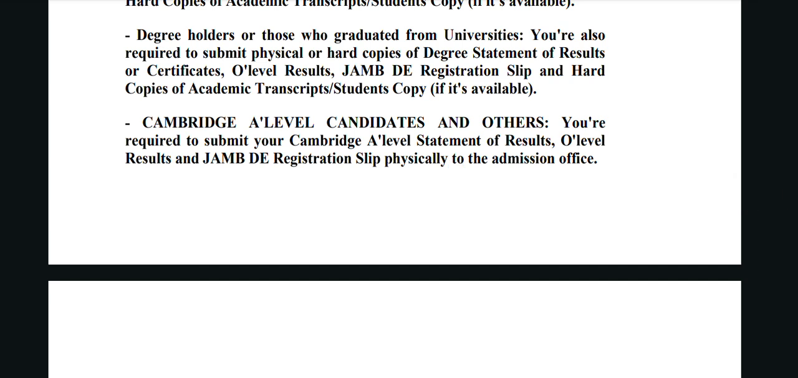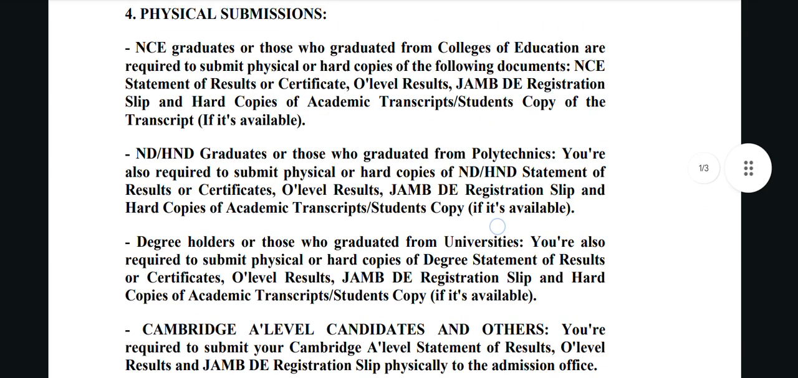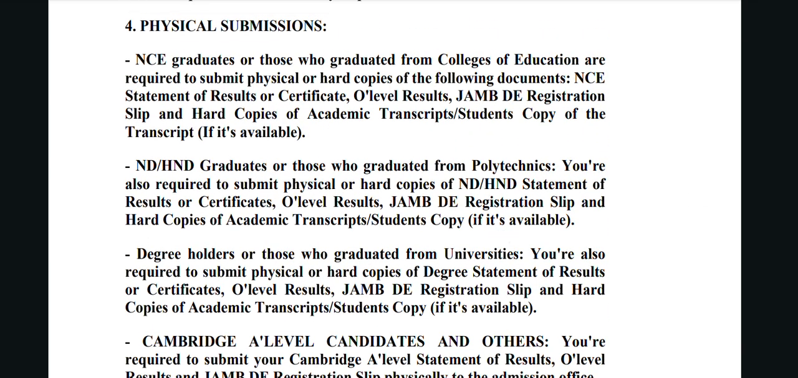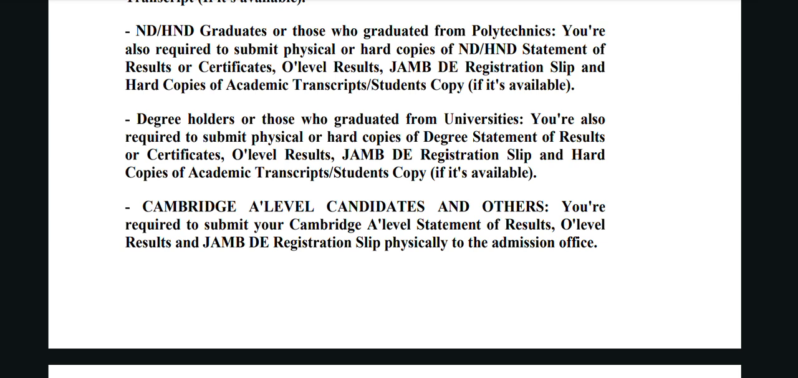Degree holders as well, those who graduated from university, you are required to submit physical or hard copies of degree statement of results or certificates, O-level results, JAMB registration slip, and hard copies of academic transcripts or student copies if it is available. So every candidate is required to submit in two forms in order to be on the safe side, in two forms. The only problem you may have is on the transcript, and I've explained about that one.